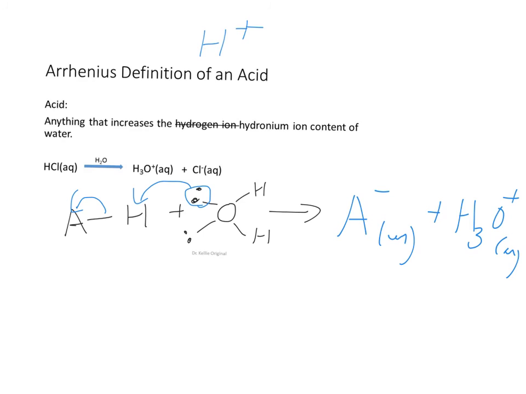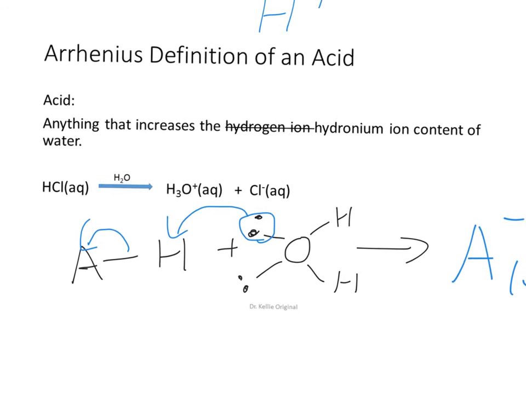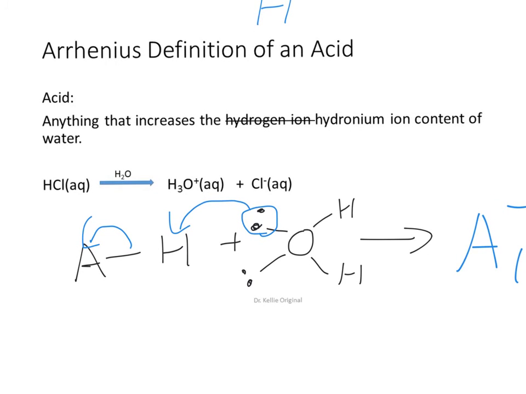So never in water will you actually find the hydrogen ion. Instead, you'll always find the acid forming the hydronium ion. Therefore, a lot of textbooks simply skip the hydrogen ion part and go straight to the definition of an acid as being anything that increases the hydronium ion content of water. Therefore, they'll write the acid reaction as shown here.